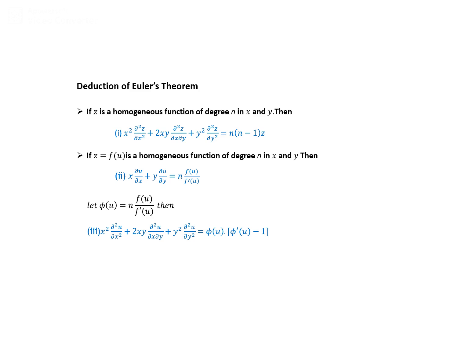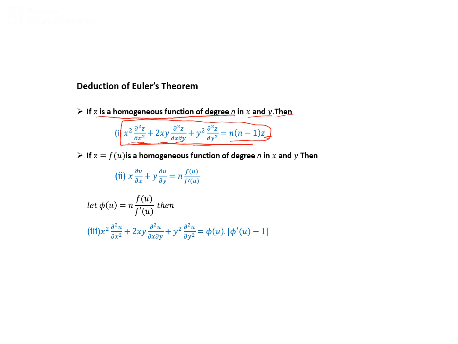So first, suppose z is a homogeneous function of degree n in x and y. Then the first deduction for the higher derivative is x squared del 2z upon del x2, plus 2xy del 2z upon del x del y, plus y squared del 2z upon del y2, is what? It is n minus 1 times n times that function z.